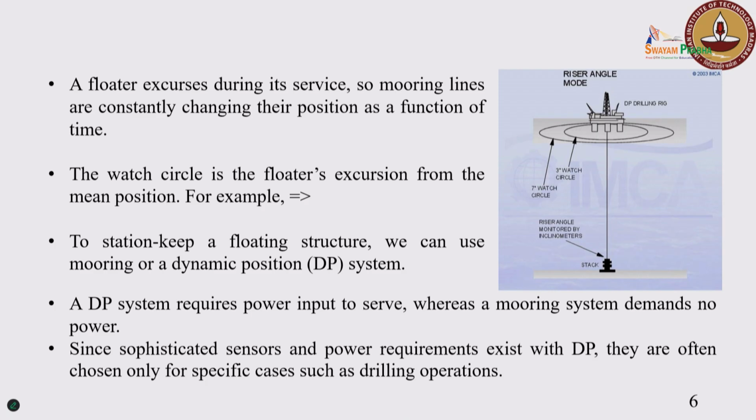For example, you can see on the right side you have a drilling rig and you have a riser. Generally for drilling operations we don't use moorings; we have another item, the dynamic positioning system, wherein you bring in the thrusters to keep it in place. So either by having thrusters or by moorings you restrain the structure in place. So to station keep a floating structure we can use mooring or a dynamic positioning system.